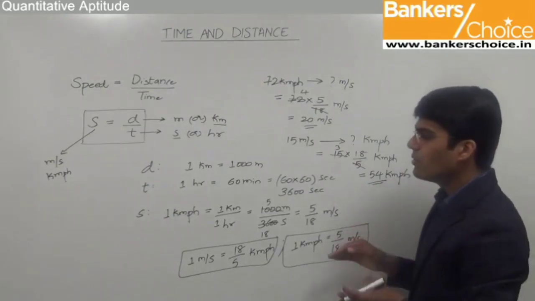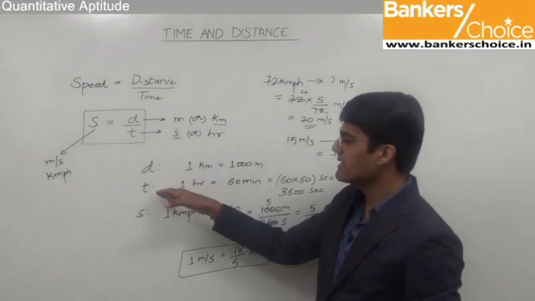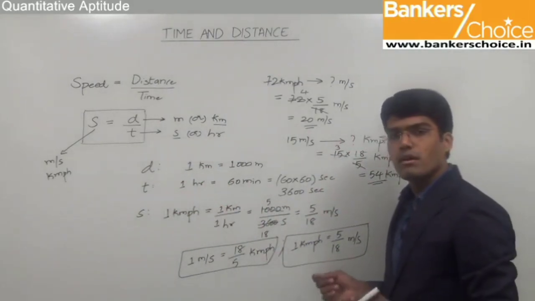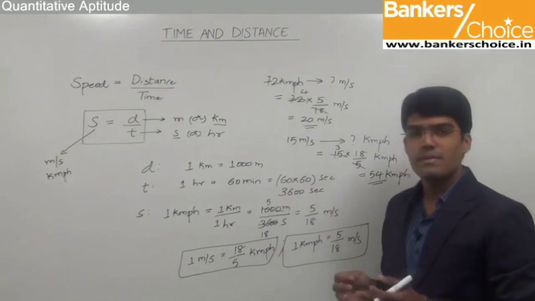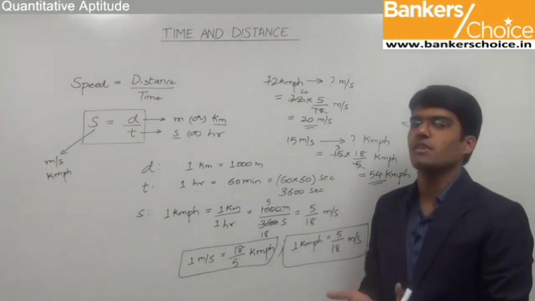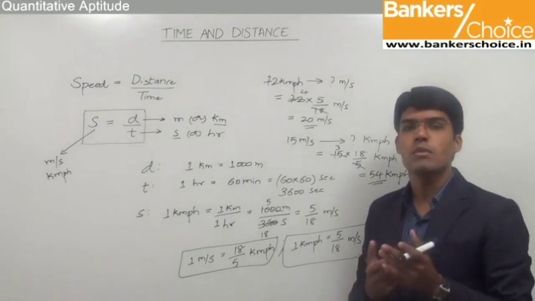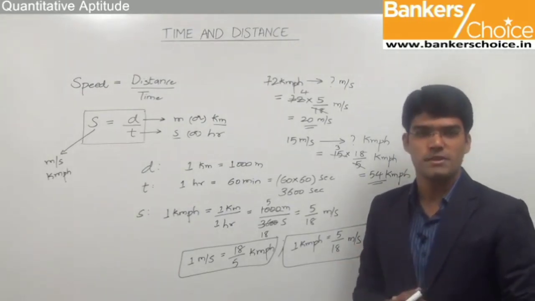So friends, this is how you can convert various variables from one form to the other. And this is very important because whenever we solve a question from time and distance, before we do the calculation, the units have to be balanced. So always make sure that the units are the same on both sides and only then you proceed for the calculation.